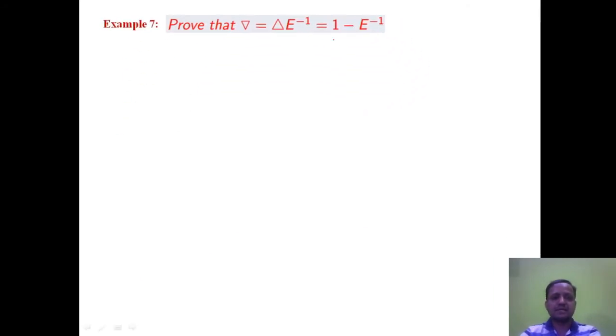So here, example 7: prove that these quantities are equal, the second equality is there. First we will consider the left hand side part, nabla. We know nabla in terms of the shift operator is 1 minus E power minus 1. So these two are equal. Another thing we need to prove is that this thing is equal to this.